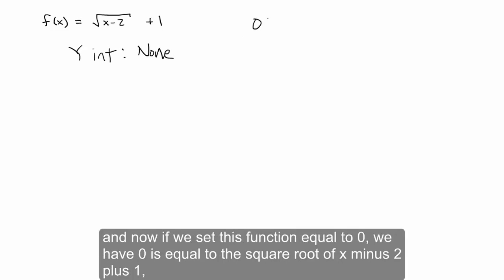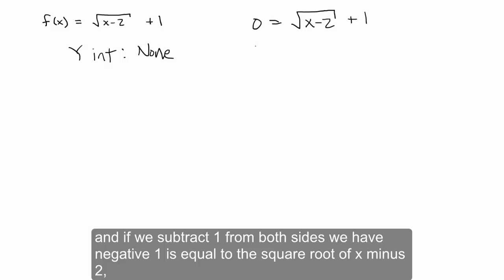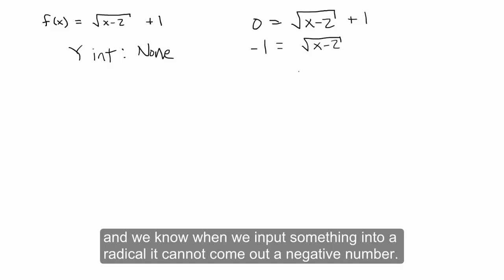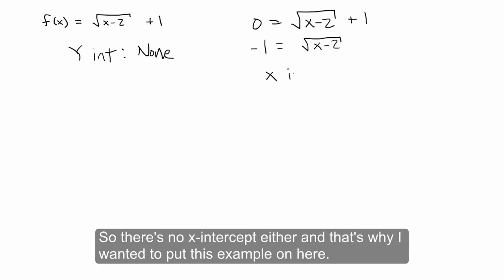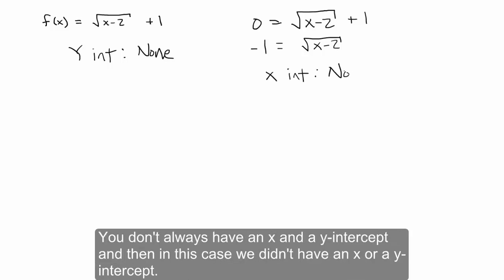And now if we set this function equal to 0, we have 0 is equal to the square root of x minus 2 plus 1. And if we subtract 1 from both sides, we have negative 1 is equal to the square root of x minus 2. And we know when we input something into a radical, it cannot come out a negative number. So there's no x-intercept either. And that's why I wanted to put this example on here. You don't always have an x and a y-intercept, and in this case we didn't have an x or a y-intercept.